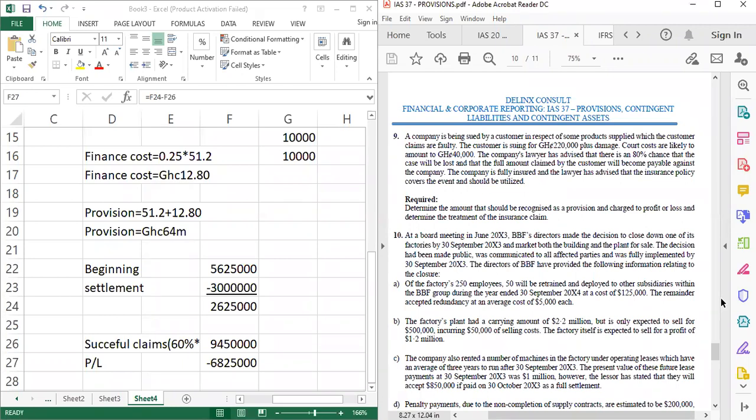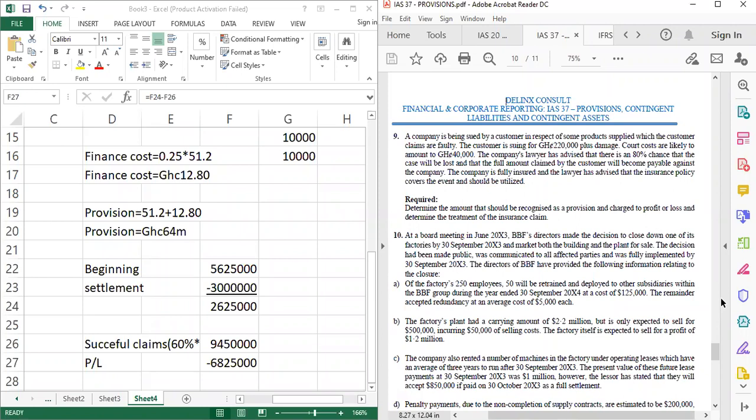Whether the case will be successful or not, you go to the court before they tell you the outcome, so you are going to pay for the court costs. Even if the lawyers are saying that it will or will not be successful, it is unavoidable. So you make provision for that. That is the first provision.